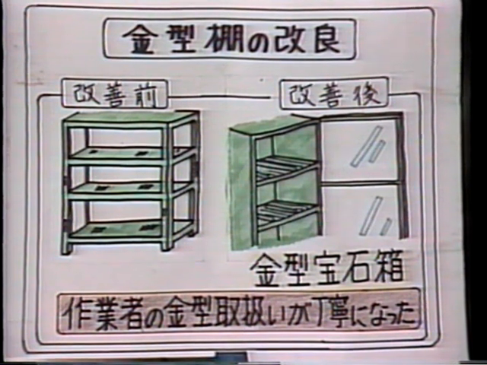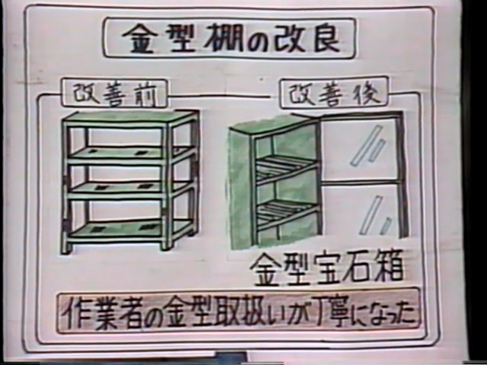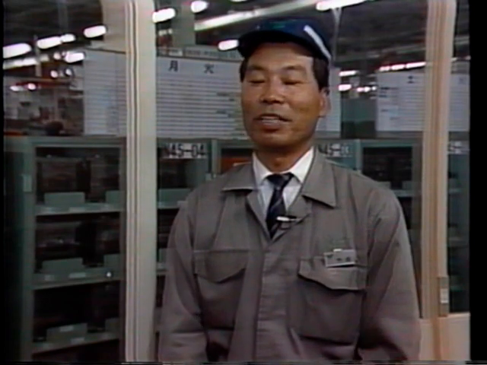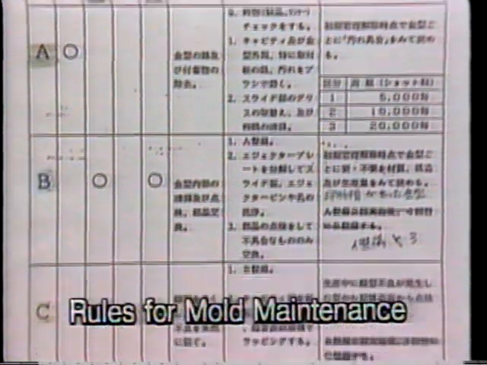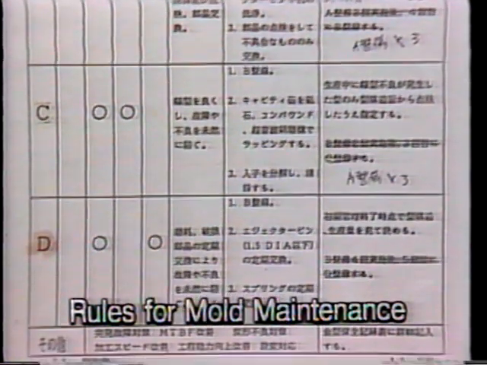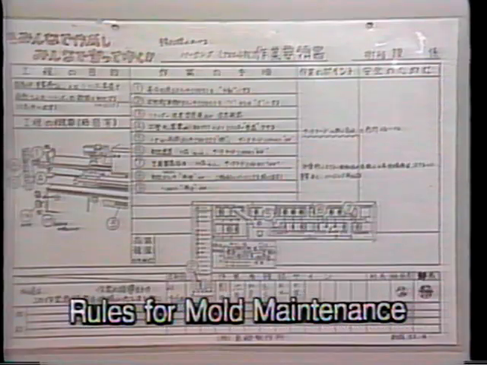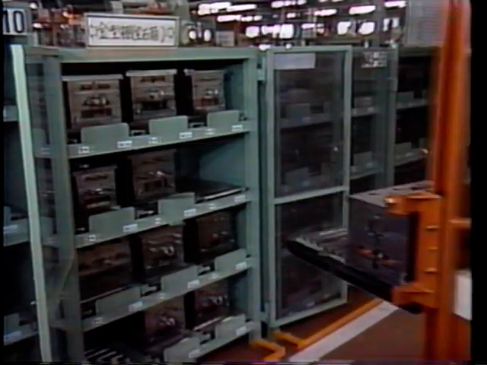We also developed the idea of using rails and rollers for easy loading and unloading. Now everyone is keen to maintain the system and look after the molds carefully. It's had an enormous effect on productivity. A maintenance manual was produced to set out all storage and maintenance rules for various categories of mold. This means that any mold can be used efficiently whenever required.